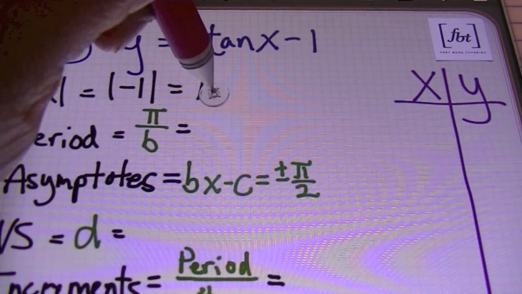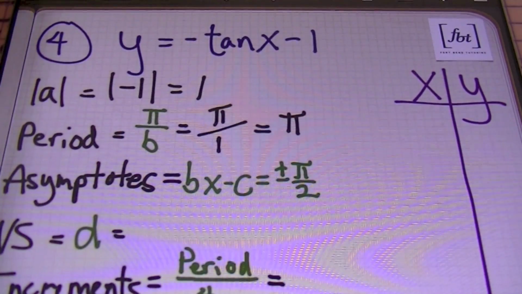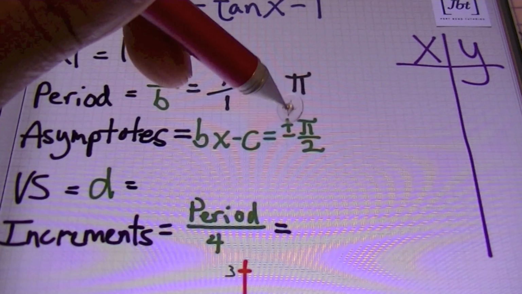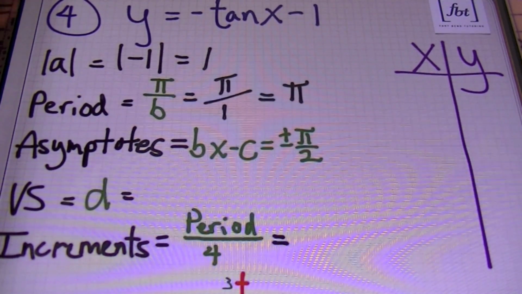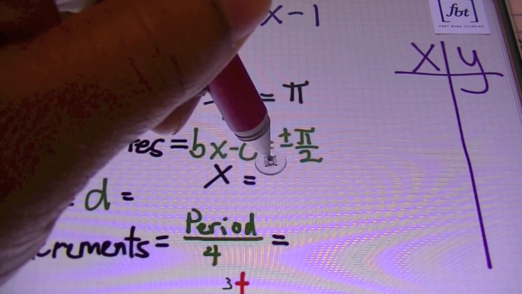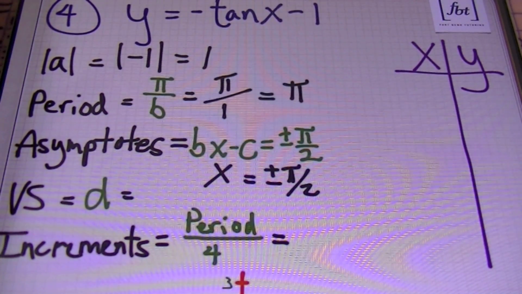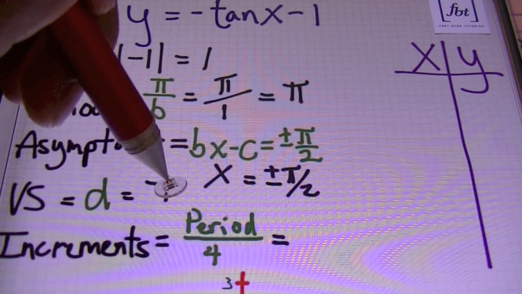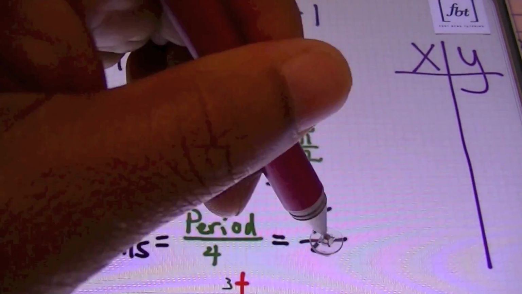Then, going for my period, I end up with pi over 1, that b value, so that gives me a period of pi. Then I have my asymptotes, which is going to be bx minus c equals plus or minus pi over 2. For that equation here, my bx minus c amount is just x. So I'll be able to find the equations for the asymptotes by writing x equals plus or minus pi over 2. Then my d value for this function is going to be -1. And my increments will be found by finding the period divided by 4, so that's going to be pi divided by 4.